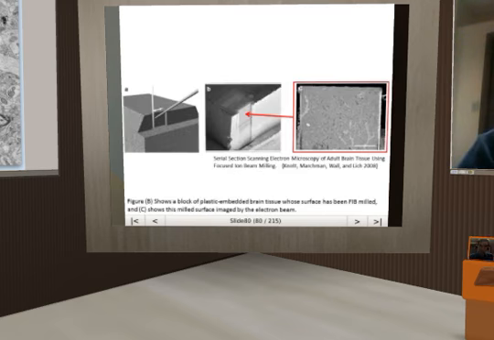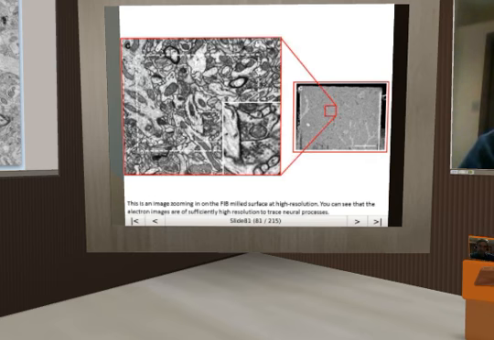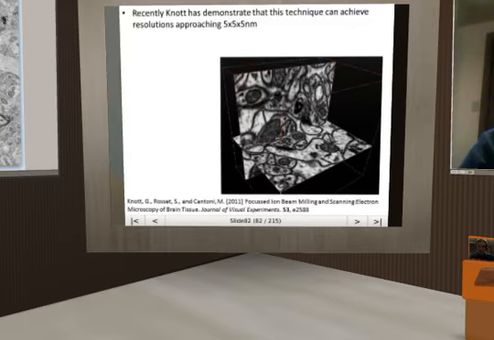Figure B here shows a block of plastic embedded brain tissue whose surface has been FIB milled, and C shows that milled surface imaged by the electron beam. And zooming in, this is an image of the FIB milled surface at high resolution. You can see that the electron images are more than sufficiently high resolution to trace the neural processes and the synapses.